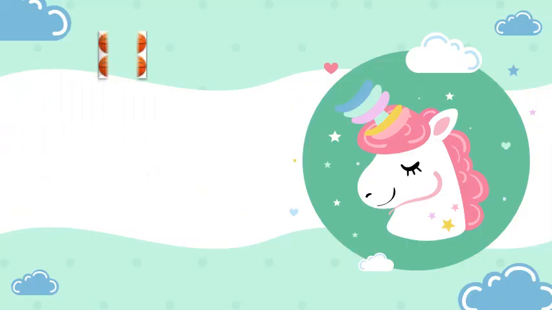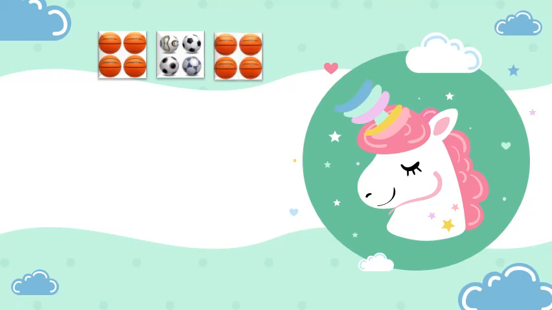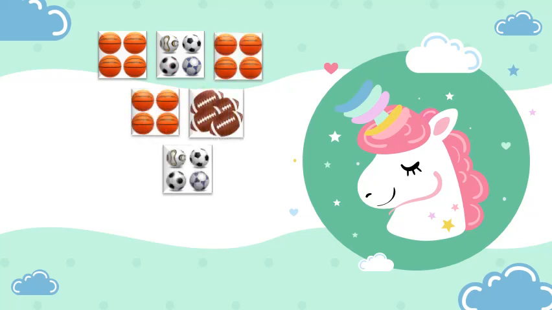Moving to the next slide, I have here one set of basketballs, another set of soccer balls, basketballs again, and here I have the whole amount. As we can all see, how many groups do we have? 1, 2, 3, 4, 5, 6 groups of balls. Some of them are soccer, some are basketballs, and some are American footballs.